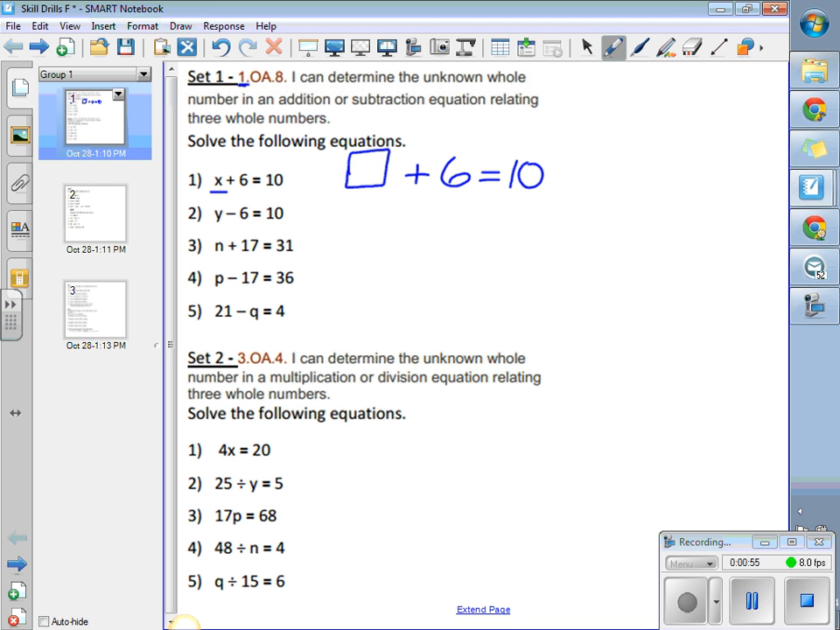Now here, this is a third grade standard, and 4 times what number gives you 20? That's what that's asking. 25 divided by what number gives you 5? This is a little bit more complicated on number 3, because you don't know your 17s tables, but you guys can do these. I have very great confidence in you.